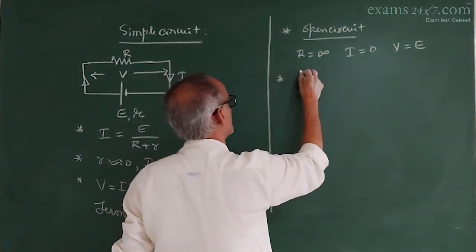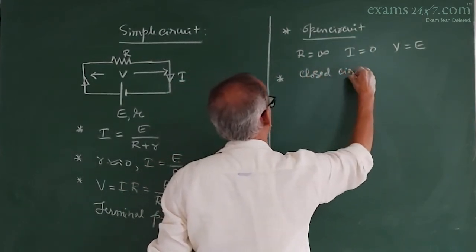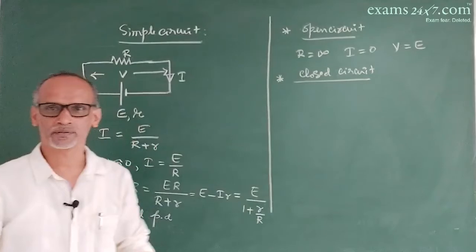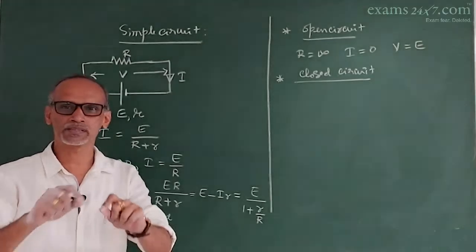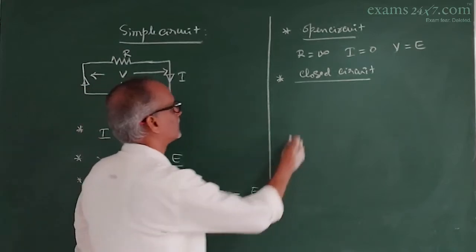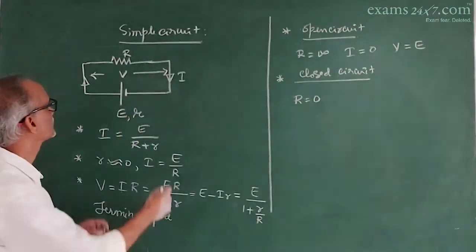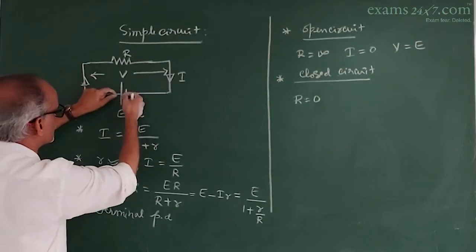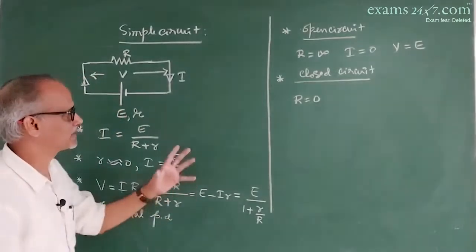Now, we have a closed circuit, or we can also call it a shorted circuit. Now, what is a closed circuit? If the cell is shorted by itself, then R is 0. So here, without connecting the resistor, if the cell itself is connected like this, to itself, that is called short circuiting the cell. Okay. Then R is 0.